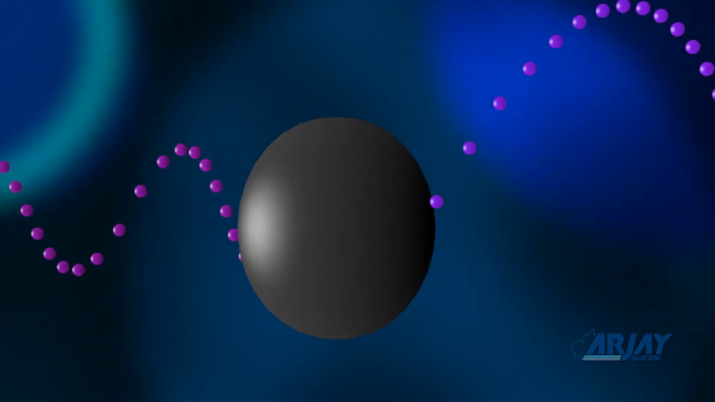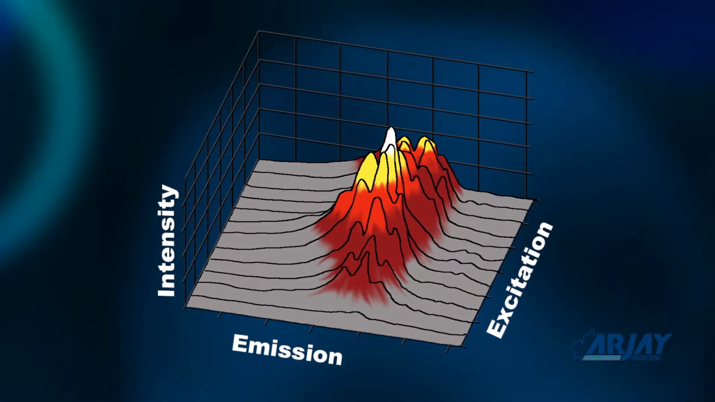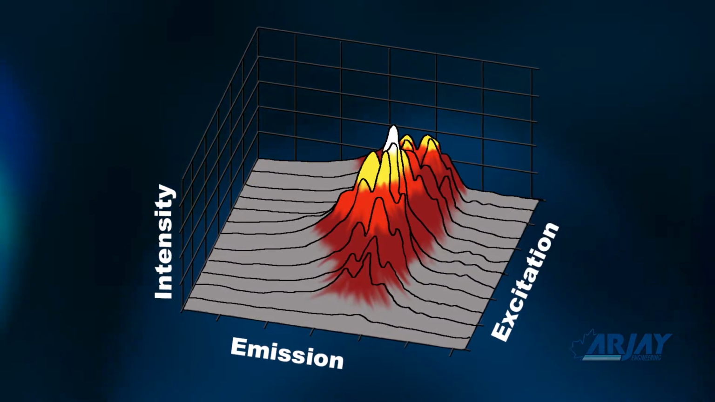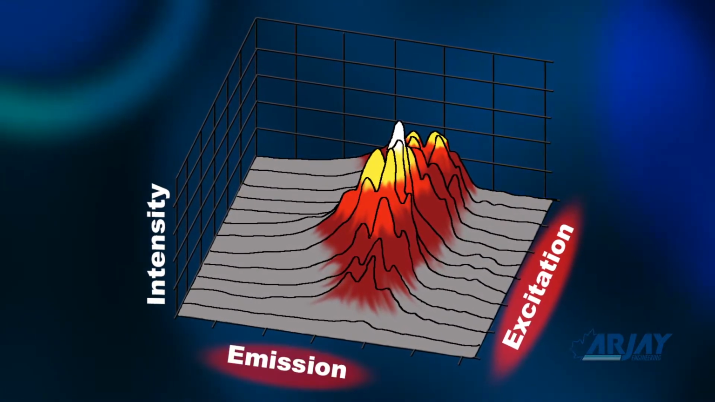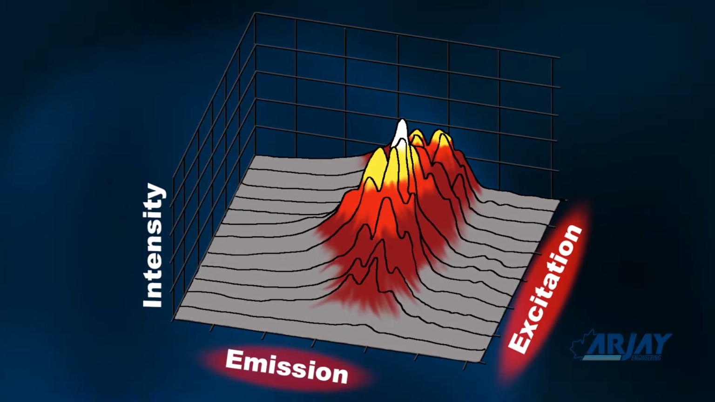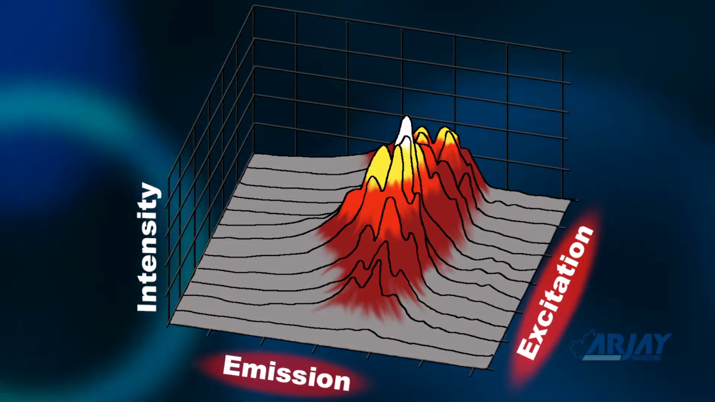Hydrocarbons are amongst these molecules that fluoresce. Each will have its own unique absorption wavelength and emission wavelength. This is called a peak signature. By filtering both the excitation wavelength and the emission wavelength, Arjay is able to exclude fluorescing compounds in the stream that are not within the oil signature.